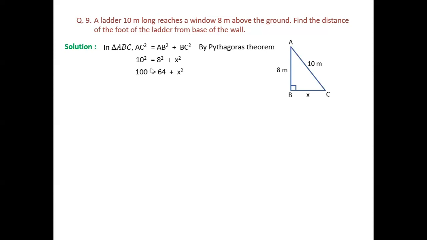10 square is 100, 8 square is 64 plus x square. Take 64 this side, it becomes 100 minus 64 is equal to x square. 36 is equal to x square. Take the square root of both the sides. X is equal to root 36, which is 6 meters. That means the distance of the foot of the ladder from the base of the wall is 6 meters. 10th question.